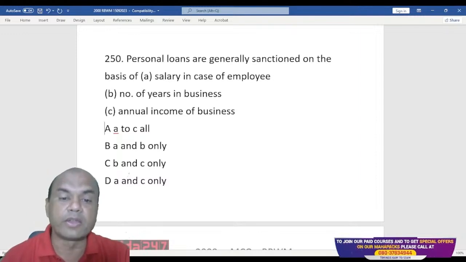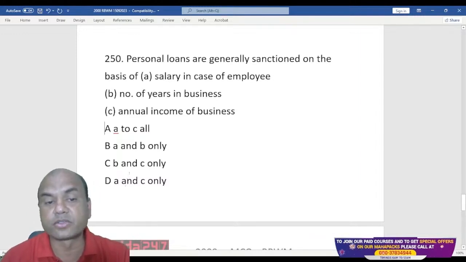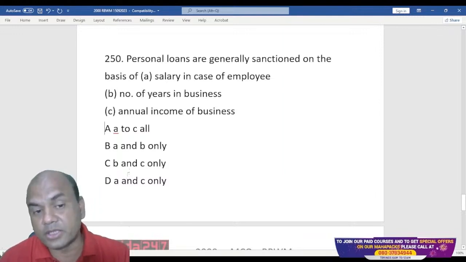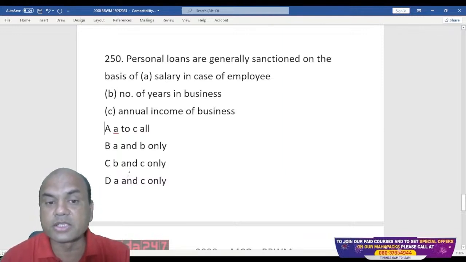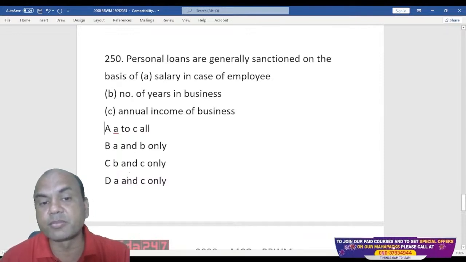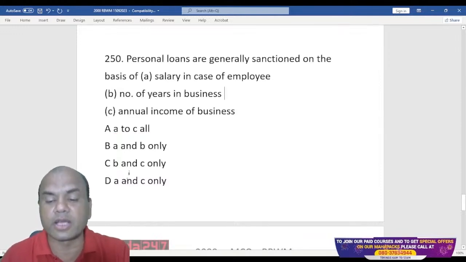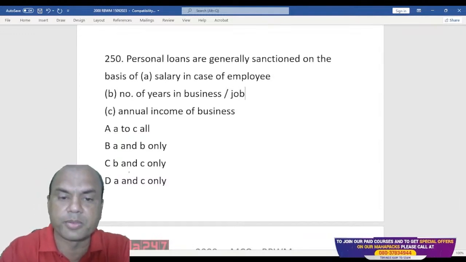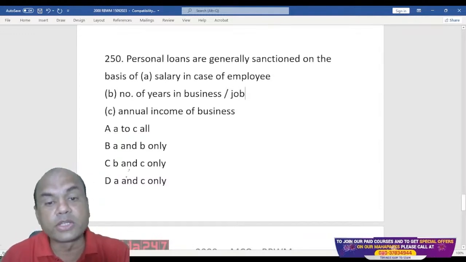Okay. Annual income in case of businesses, that is also a point. So if I am giving a loan to any person, not only this number of years in business, so B and C will be checked in case of a business person, but in case of an employee also nowadays we check how many years in job. I'll write it here, job also. Okay, because both the things are important.